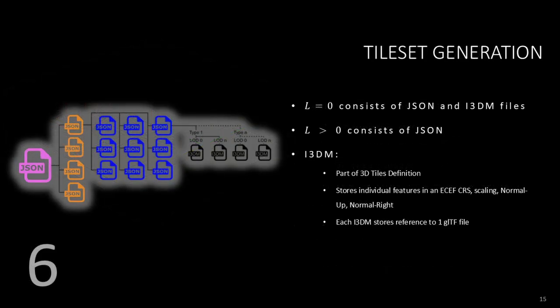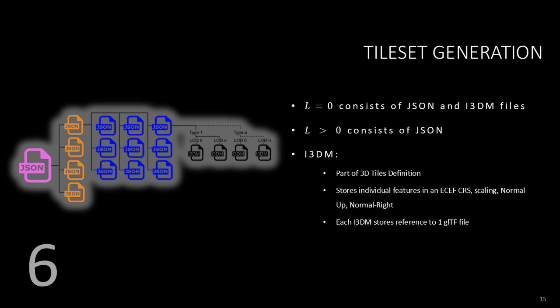At this point, we have the logical structure of the tileset within our application, but it's not yet written to the hard drive. Each tile at the lowest level, so at level 0, consists of a JSON file and an i3dm file. i3dm files stand for Instant 3D Model Files. They are part of the 3D tiles definition. i3dm files store a reference to a GLTF model, the position of the feature in an Earth-centered Earth-fixed coordinate system, the scaling and the normal up and the normal right vector.